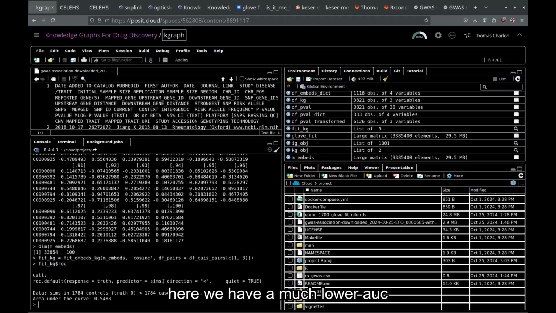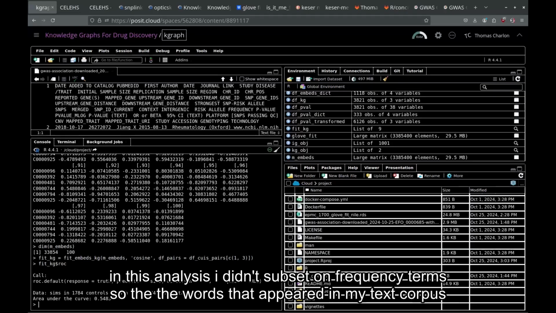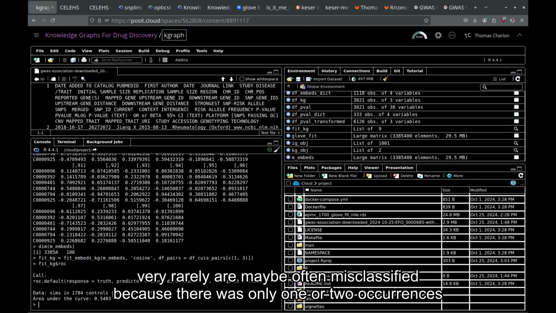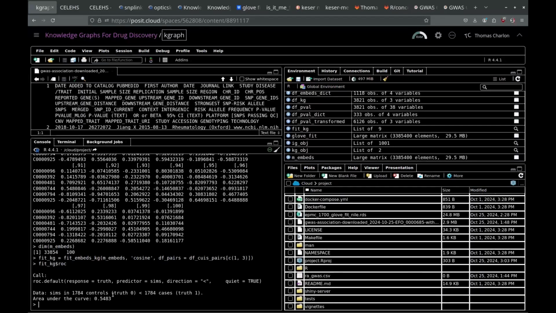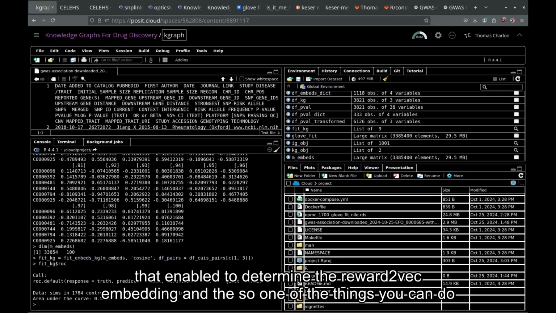Here we have a much lower AUC. One of the reasons is that in this analysis, I didn't subset on frequency terms. So the words that appeared in my text corpus very rarely are maybe often misclassified because there was only one or two occurrences that enabled to determine the word2vec embedding.